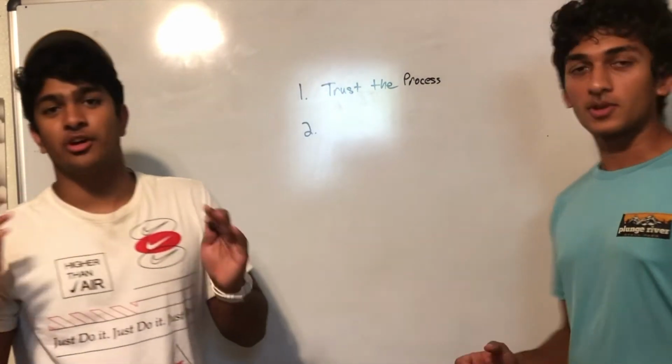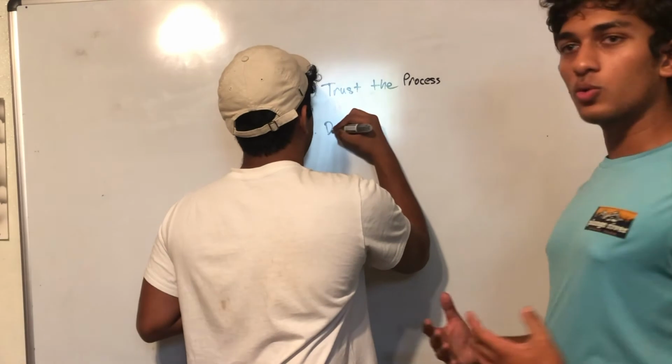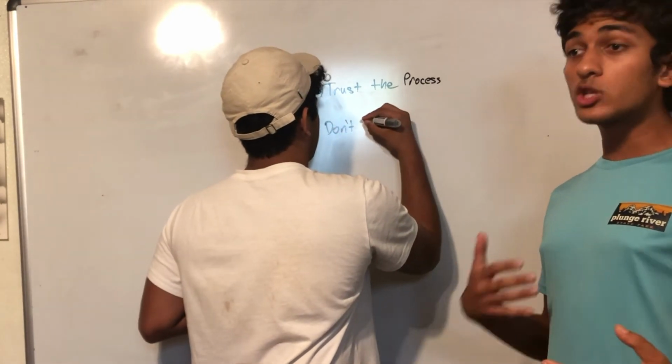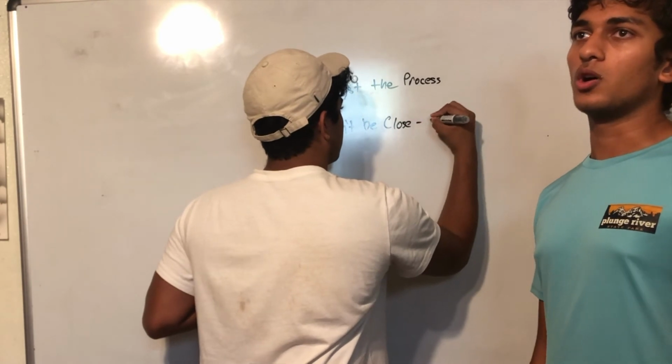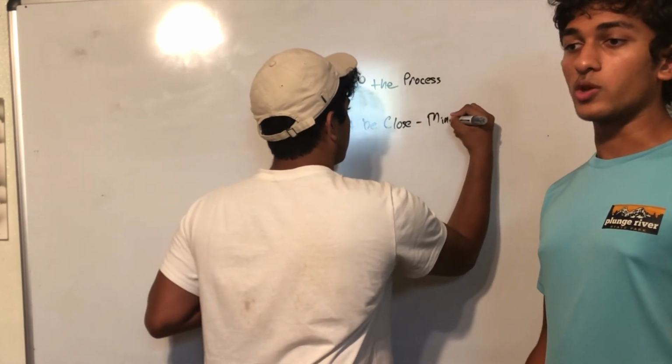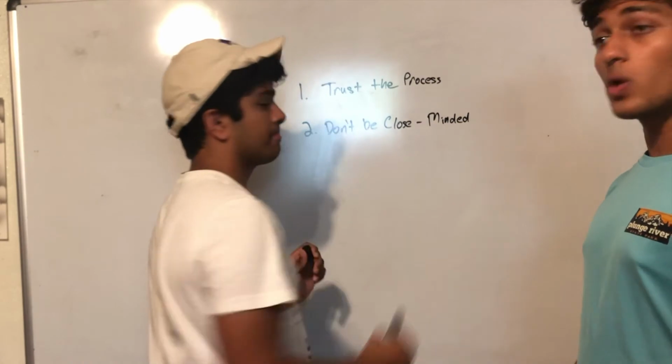Number two, don't be closed-minded. Don't try to constrict yourself to what you've seen other teams do. Especially, don't try to constrict yourself to what you've done in the past. Try to look for new ways to build new robots.